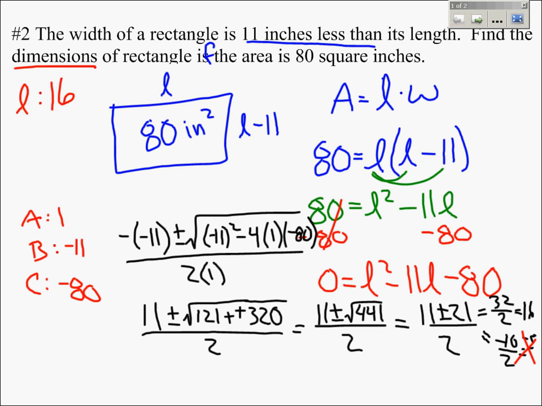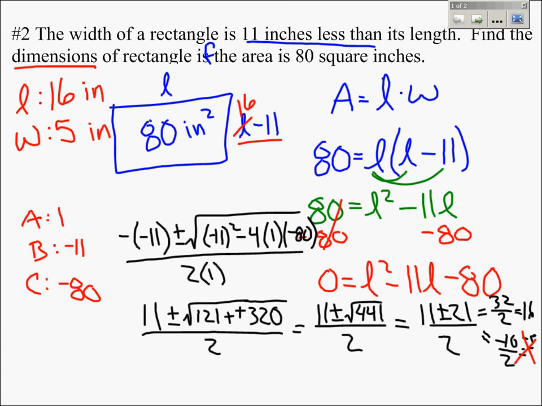And then we need to go back and look at the width. The width was 11 less than the length. So I can change this length to 16. 16 minus 11 gives me a width of 5. So your dimensions are 16 inches and 5 inches. You can check that. Length times width should give you area. 16 times 5 is 80.